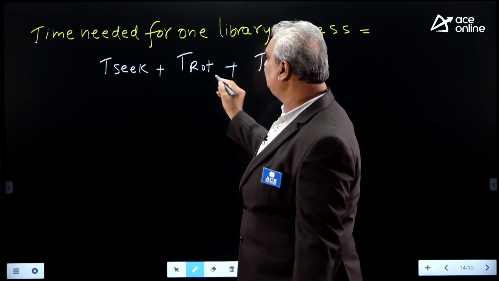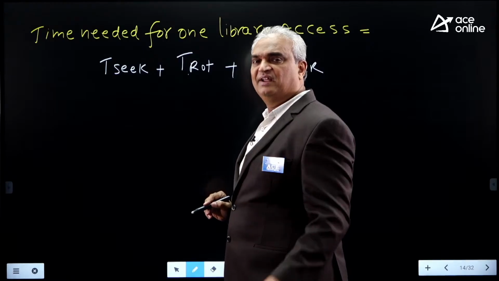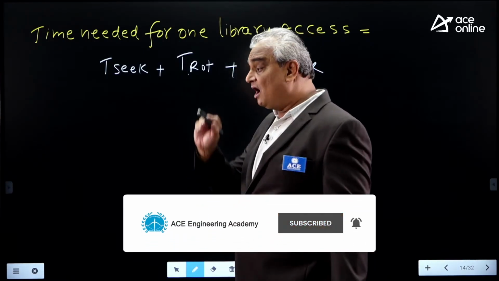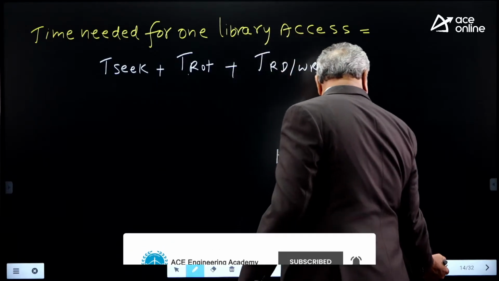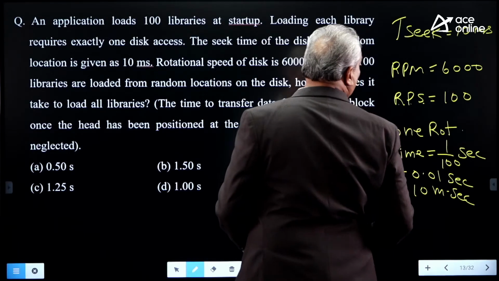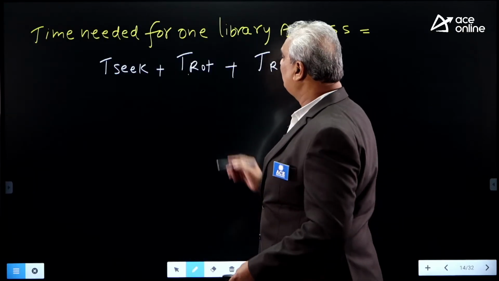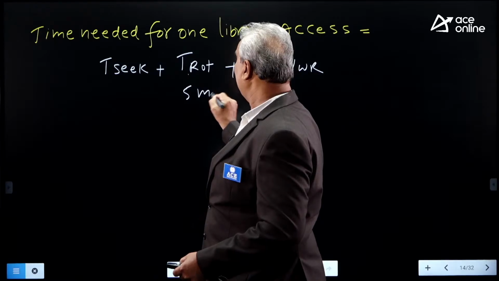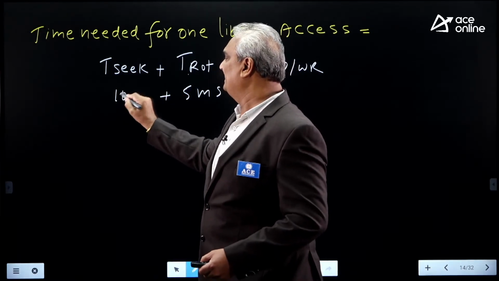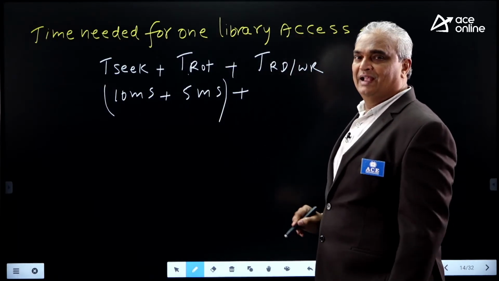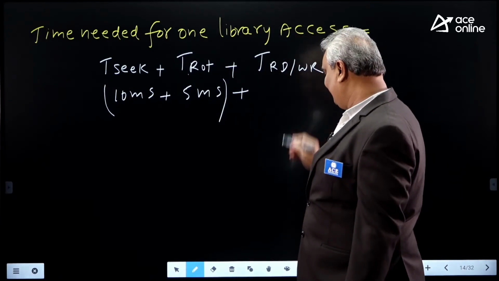Now in this, if rotational time is not given, you should take the average rotational time. Average rotation time is nothing but half rotation time. Already, the value we got for one rotation time is 10 millisecond. Then what is the average rotation time, 5 millisecond? What is seek time, 10 millisecond? So, what about this one? According to the given information, not needed to consider.